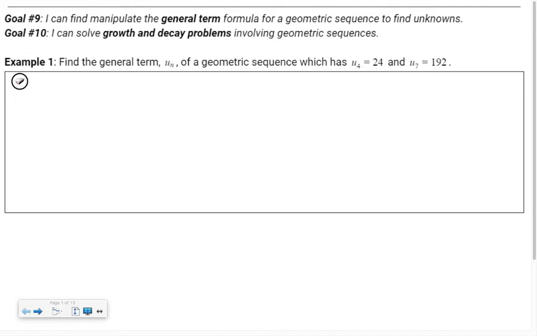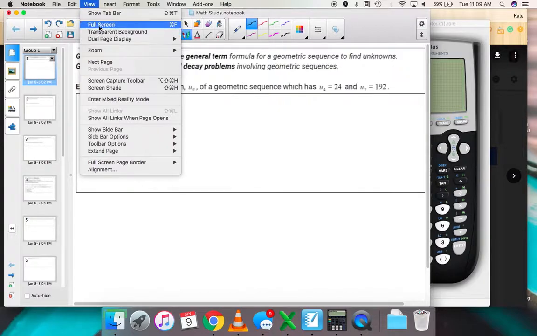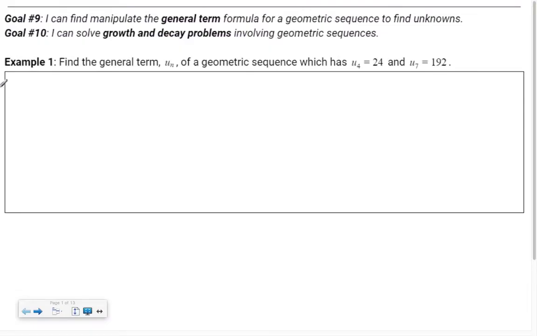So when I look at the general term for a geometric sequence, what that looks like is un equals u1, the first term, times r, my common ratio, so the number that I multiply by each time to get my next term in the sequence, to the power of n minus 1. So using this information, I can set up two equations for the general term formula.